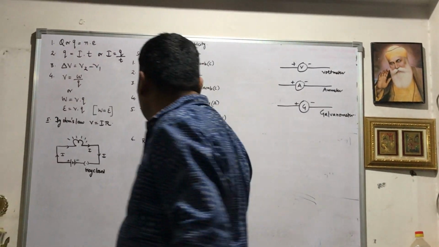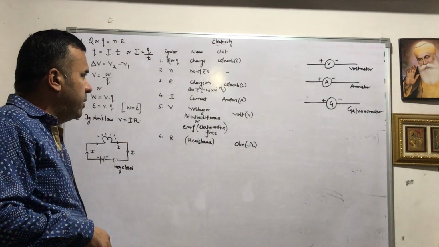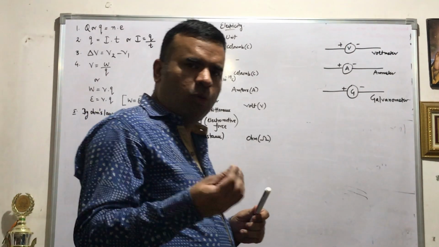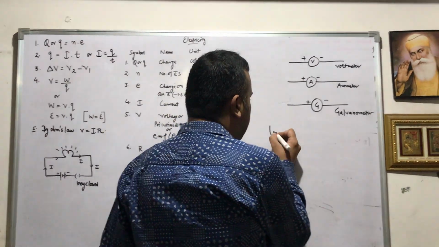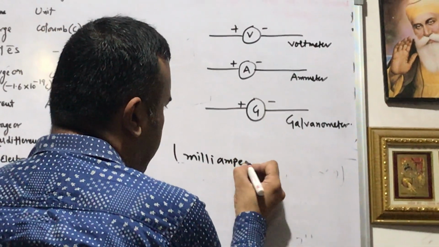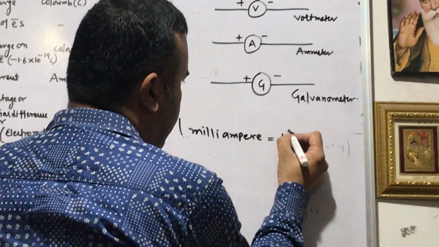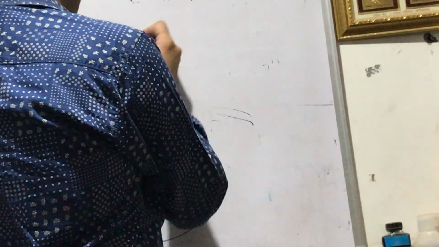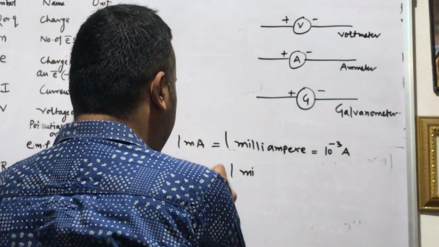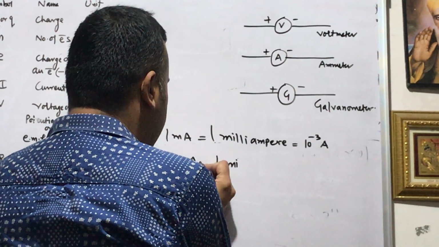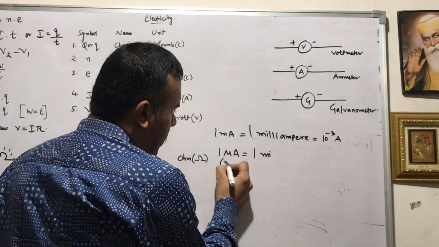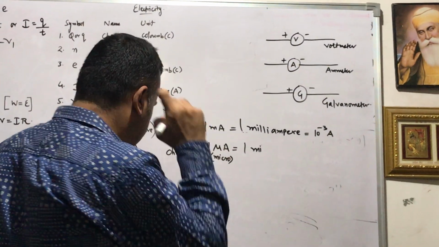Coming back to the formulas, we will study all these formulas one by one. The unit of current is ampere. There are smaller units of current as well, such as milliampere. You should know 1 milliampere is equal to 10 to the power minus 3 ampere, and microampere. Milli symbol is small m and then capital A. Similarly, micro is mu with this tail. This is micro. You have to memorize these readings.